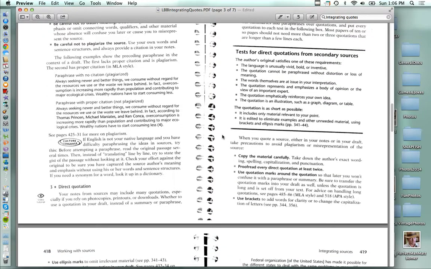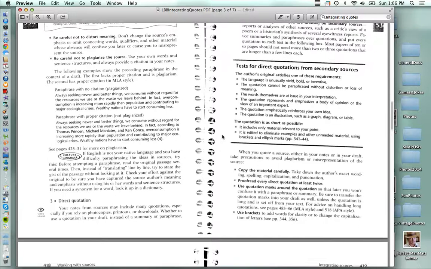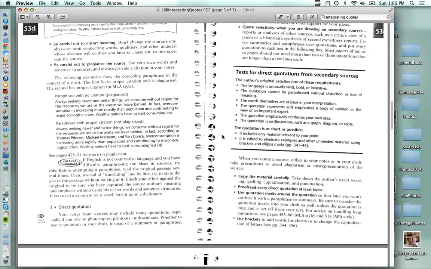So, those are some really important ideas for integrating sources into your research projects. Please listen to the next podcast. Thanks.